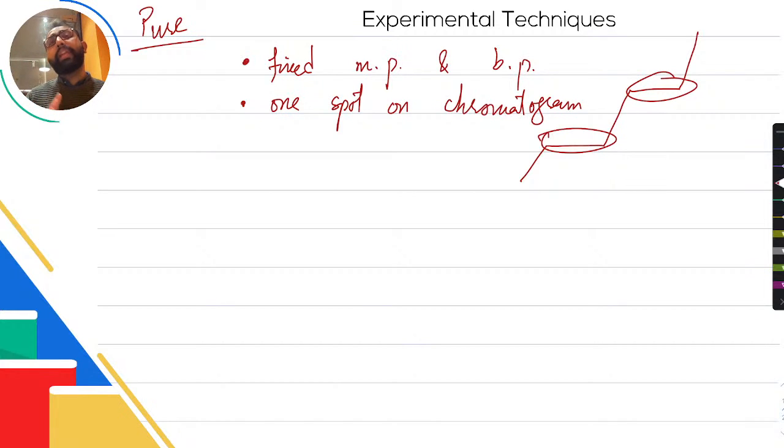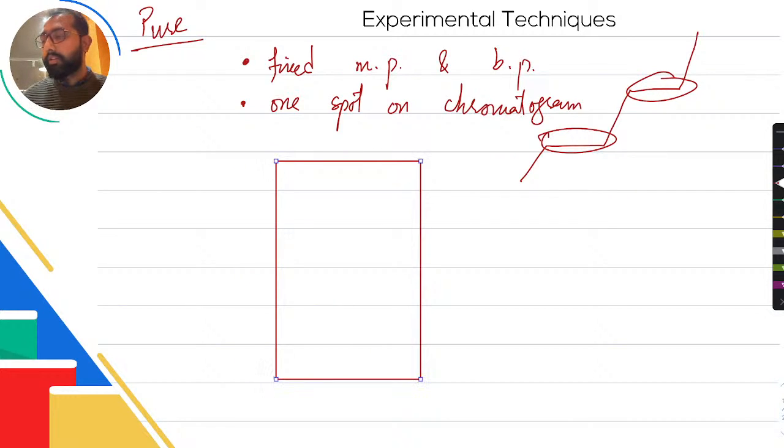So you should be able to interpret simple chromatograms that you get. For example, how do you do chromatography? You dissolve that thing. Here's a paper on which I dissolved it.